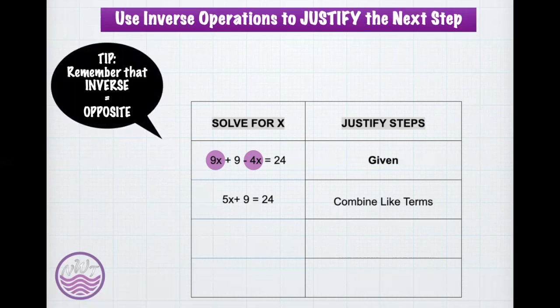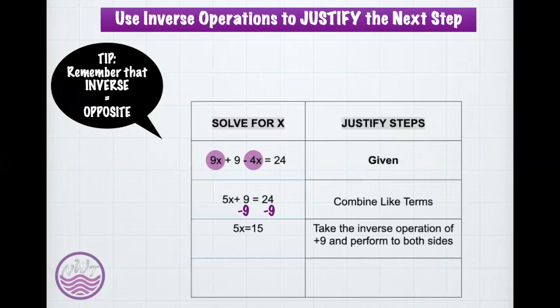From there, I need to remember for our tip for this video that inverse equals opposite. So I need to get rid of that positive 9 because the 5x is going to stay to the last step. If I have a positive 9, the inverse of that will be negative 9. That'll give me 5x equals 15. And my justification is take the inverse of positive 9 and perform to both sides, which I did.